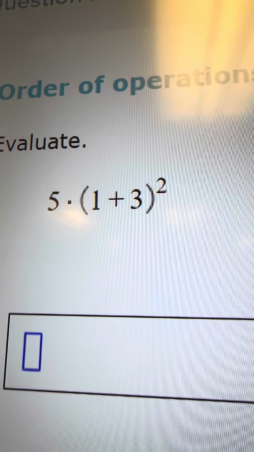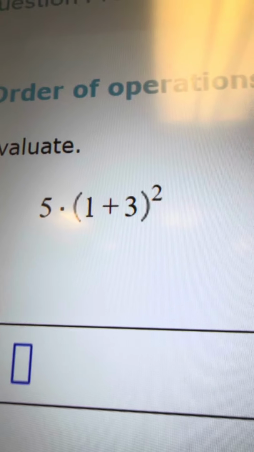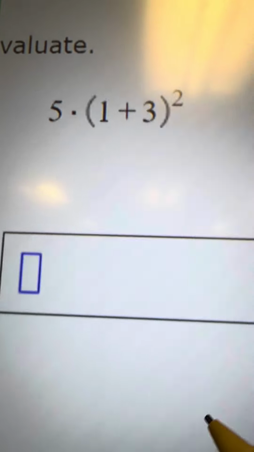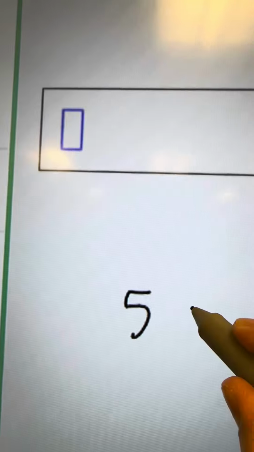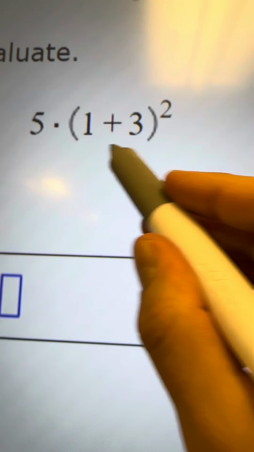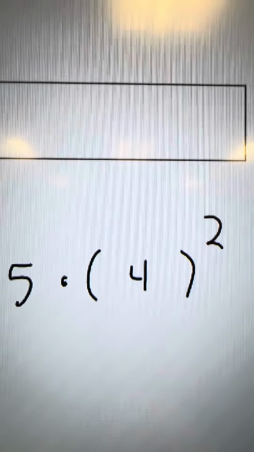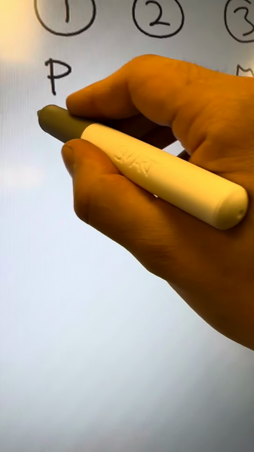So in this one, you can see here, we have a set of parentheses. So that's the first thing I'm going to work on. So I'm going to put down 5 times. And in the parentheses, I'm going to simplify that. We have 1 plus 3 in there, so I add that together and I get 4. So you can see here my parentheses are all set. And now I move on to the next step.